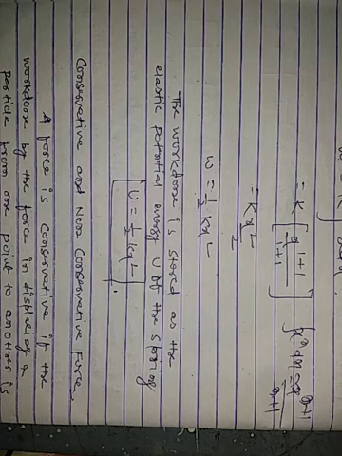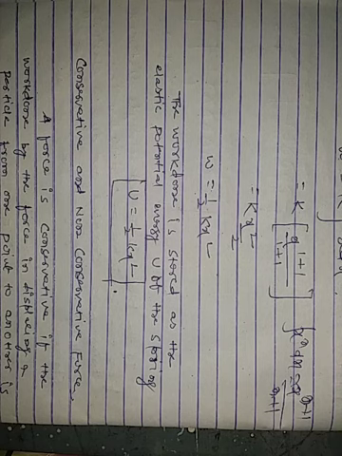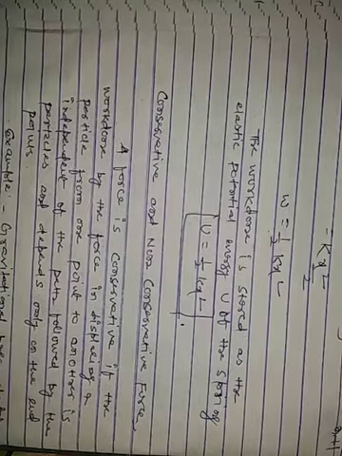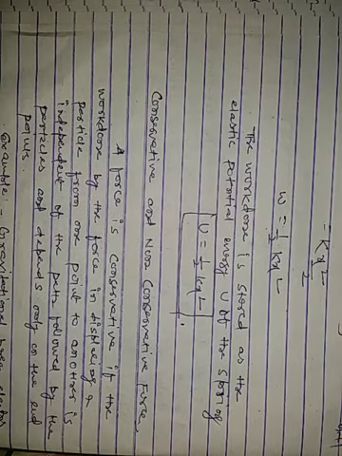The work done is stored as the elastic potential energy U of the spring. So U is equal to half kx square.